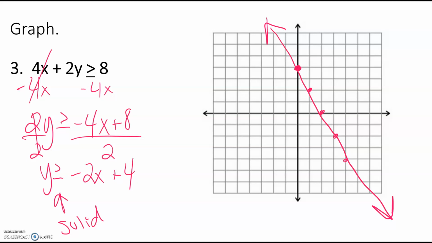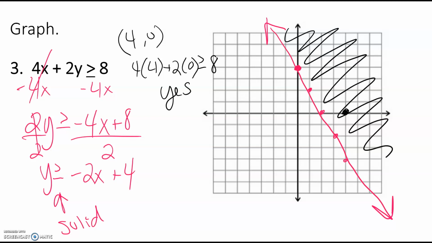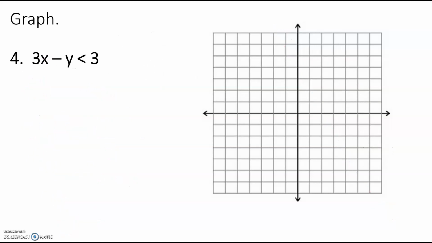Okay, now when you get these ones that actually have a slope, this is where I see the most people struggling. So make sure you just pick a random point that's not on the line and plug it in. I suggest you always plug it back into the original. Okay, so my point looks like 4, 0. I'm going to plug that back in. So 4 times 4 plus 2 times 0, is that greater than or equal to 8? That's a yes, so I'm shading in the correct direction. Okay, if you get something that doesn't work, it just means you chose the wrong side of the line, so just shade in the opposite direction.